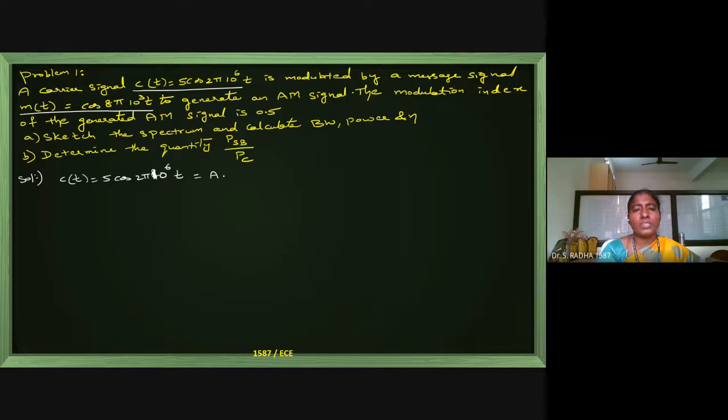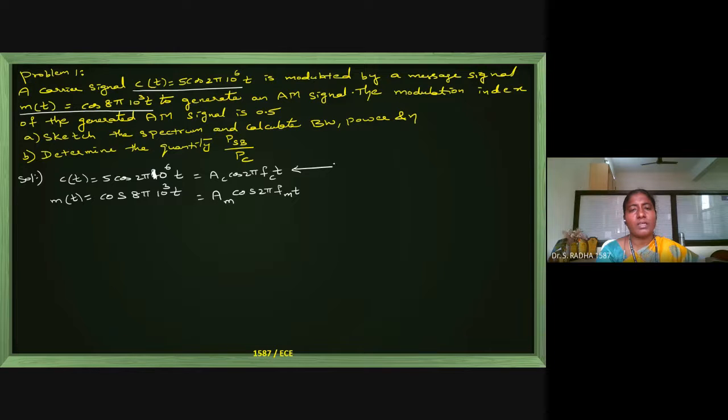You compare this with Ac cos 2π fc t. The message signal is given as cos 8π 10^3 t, and you compare this with Am cos 2π fm t. This is the standard representation of carrier and message.